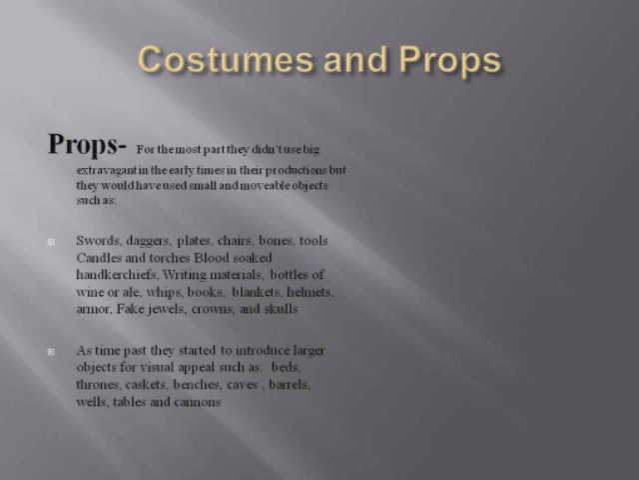Costumes and props. For the most part, they didn't use big, extravagant props in the early times in their productions, but they would have used small, movable objects such as swords, daggers, bones, candles, torches, writing materials, armor, blankets, and skulls. As time passed, they started to introduce larger items for visual appeal such as beds, thrones, caskets, benches, caves, and barrels.